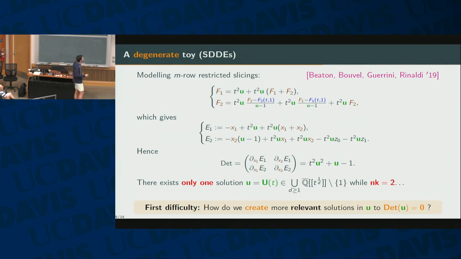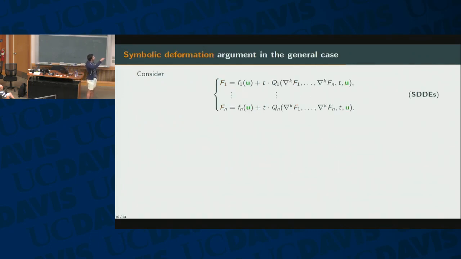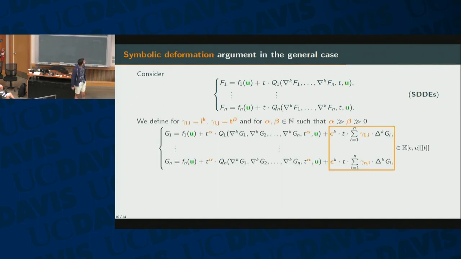And the way we do it is by starting from the initial system and then using some symbolic deformation. So we are going to introduce alpha, beta, two relatively big integers, and also an extra variable epsilon, which is called the deformation parameter. And by considering now this new system, the goal with the alpha is to push far away in terms of valuation in t all the degeneracy of the initial system.